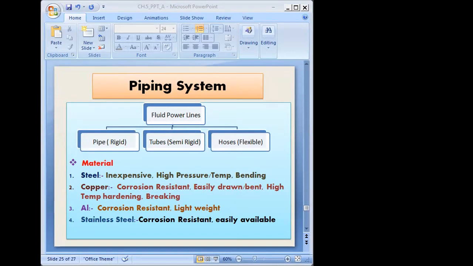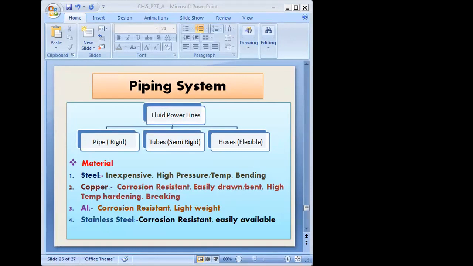And the third one is flexible hoses, which are normally required in installations where units must be free to move relative to each other. For that application you can go for flexible fluid lines, that means the hoses.